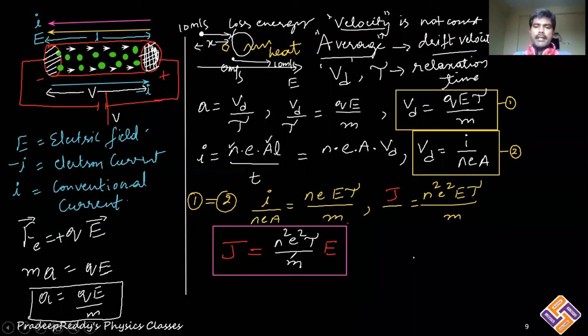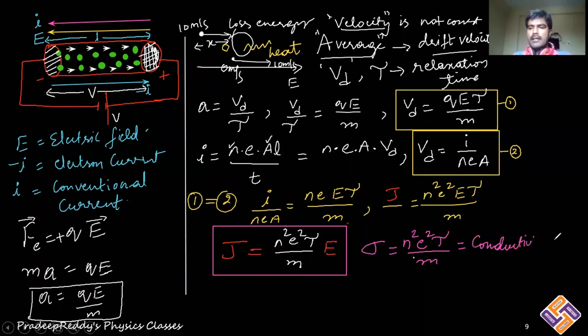So I can simply take this constant as sigma, which is equal to n squared e squared tau divided by m. I can take n squared e squared tau divided by m as sigma. This is known as conductivity.